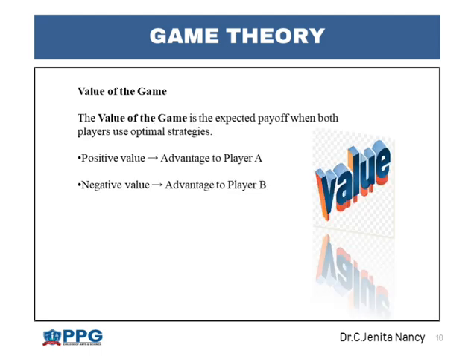Next is the value of the game. The value of the game is the expected payoff when both players use optimal strategies. A positive value represents the advantage to player A and a negative value represents the advantage to player B.